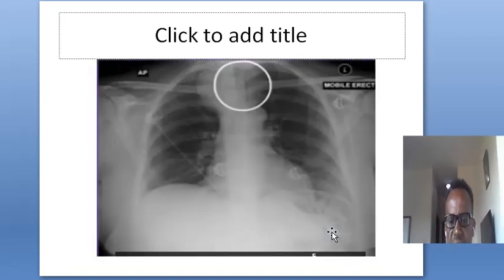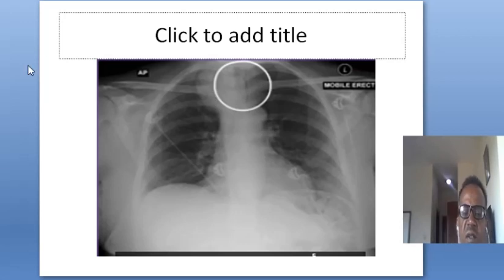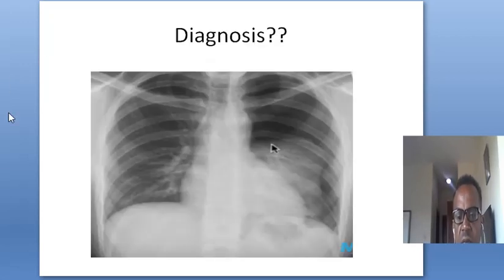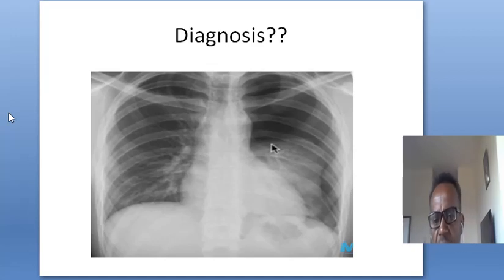The other important thing is that sometimes there are lesions found in the lung or in the mediastinum, so X-rays are also very important for this. If you see here, there is a shift of the trachea to the left side with this mass in the mediastinum, so it pushes the trachea to the opposite side. This is one of the masses in the mediastinum. So, what is the diagnosis of this X-ray? A student may look at this X-ray and diagnose.